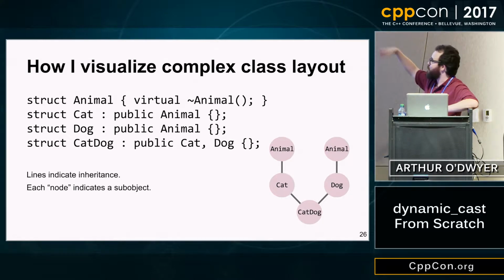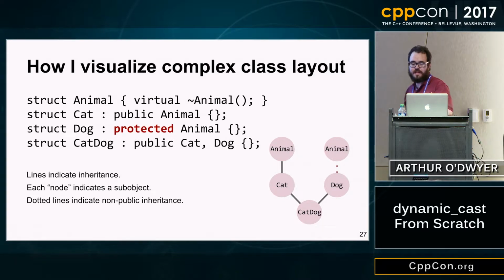A Cat has an Animal sub-object. A Dog has an Animal sub-object. Notice this is not virtual inheritance. Therefore, if I turn this sideways, it looks an awful lot like the diagrams we were drawing with the big boxes. It's just more compact. In the case that there's non-public inheritance, I'm going to draw a little dotted line instead of a solid line. So here, Dog has a non-public Animal base, and that will become relevant when we talk about dynamic cast.